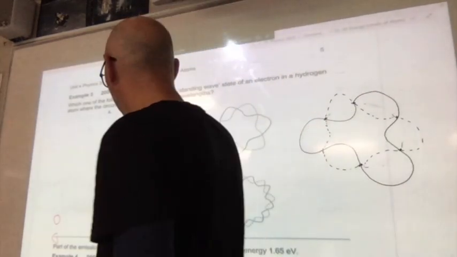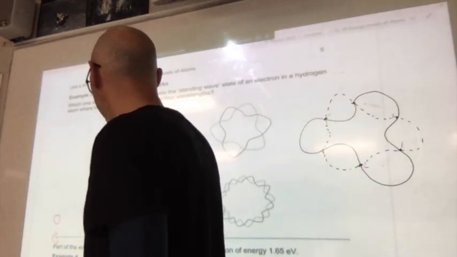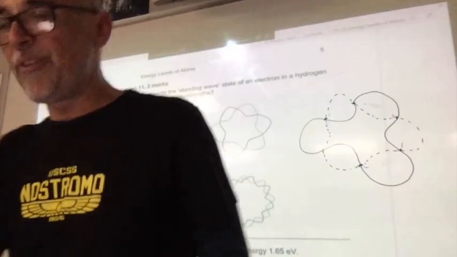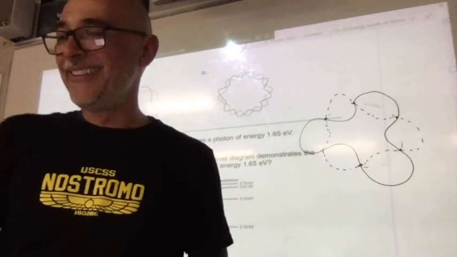So, in this case, what's the question? Which one of the following represents a standing wave state electron hydrogen circumference is equal to 4 wavelengths? Yeah, you've got to find something that's got 8 crossing points. 1, 2, 3, 4, 5, 6, 7, 8. Yep, that's the one. It's that easy, all right? So never worry about how hideous your thing is.